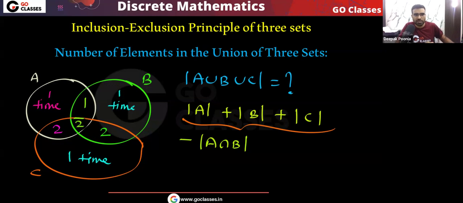Now this is the situation. Very simple. I hope you understood. Okay, but still you can see there is overcounting. Still there are some elements which I have counted many times. So again I need to do some more compensation.